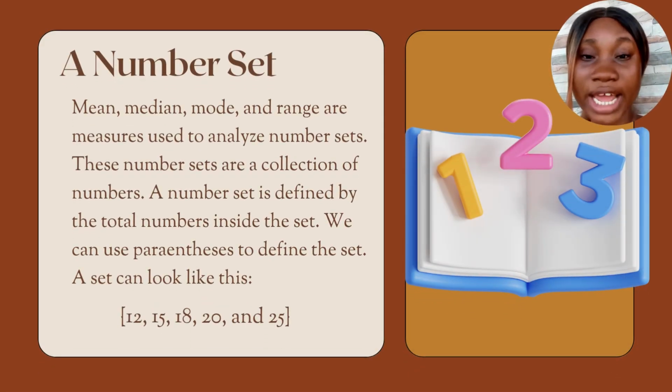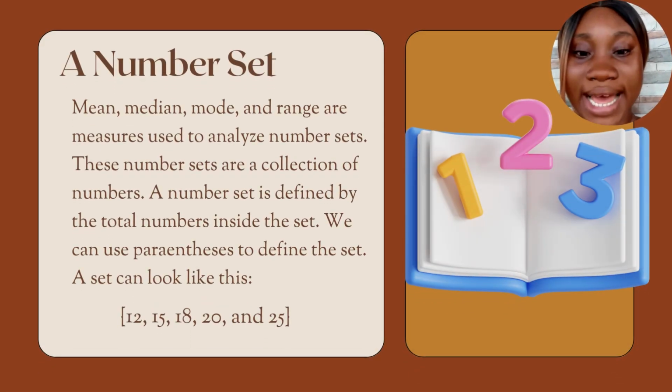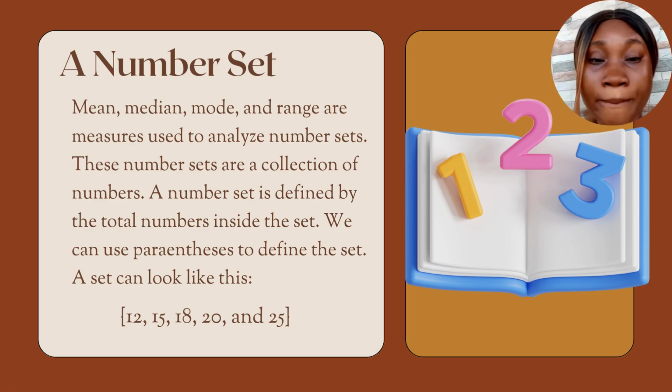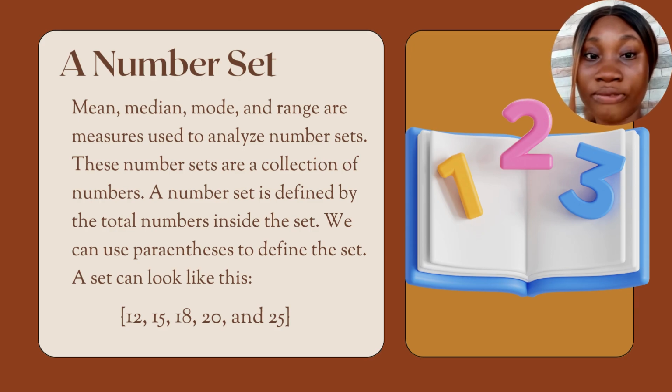So let's first look at a number set. Now, a number set simply is a group of numbers, a collection of numbers put together. So when you have different numbers coming together, we call it a number set. So we're going to be dealing a lot with number sets: finding the mean of a number set, median of a number set, mode and range of different number sets. You can have an example over here of what a number set looks like. You can see the numbers 12, 15, 18, 20, and 25. The different numbers put together form what we call a number set.